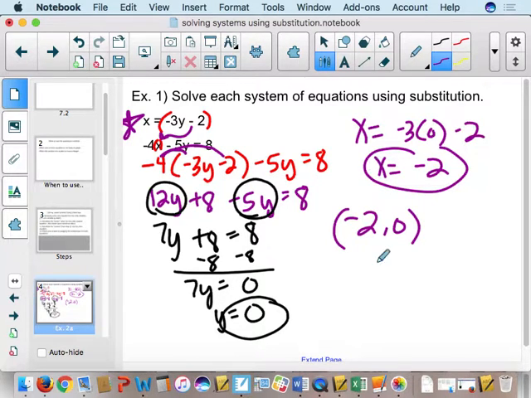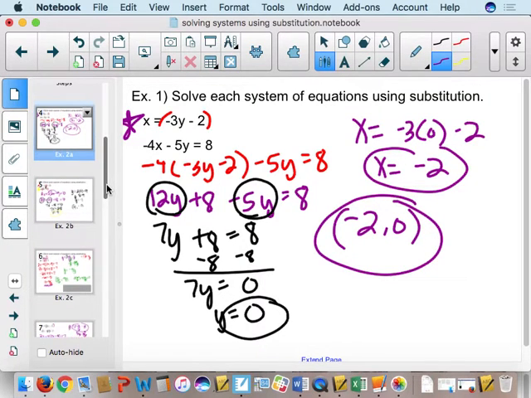So then step 4 is to take your ordered pair and plug it in and make sure it works. So if I erase some of that work there, negative 4 times negative 2 is 8. 8 minus 5 times 0, so 8 minus 0 is 8. Okay, so just plug that in just to double check that you have the final answer correct. So that's one complete problem with all 4 steps.